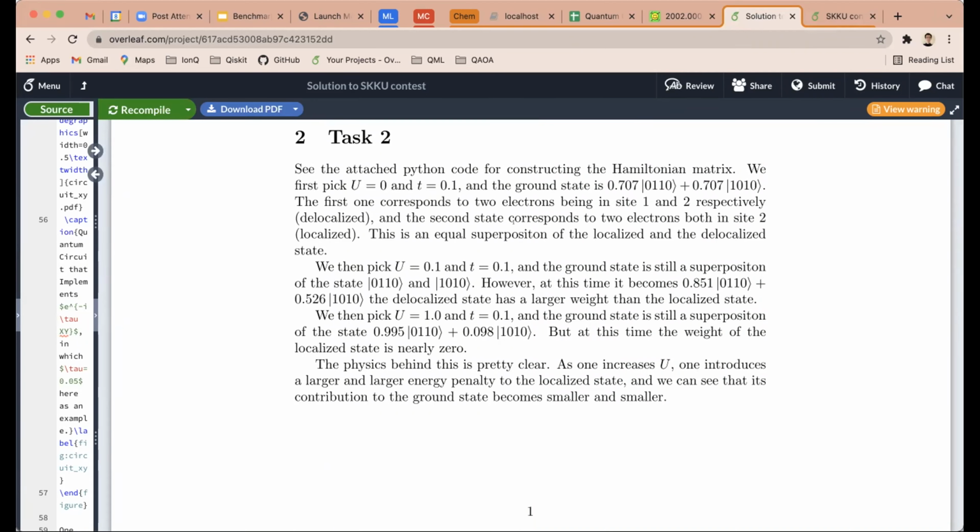And the second state corresponds to two electrons both in site 2, which is a localized state.